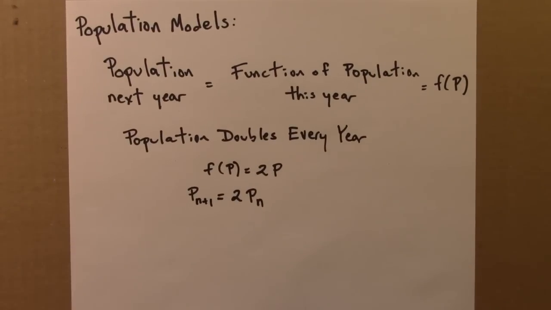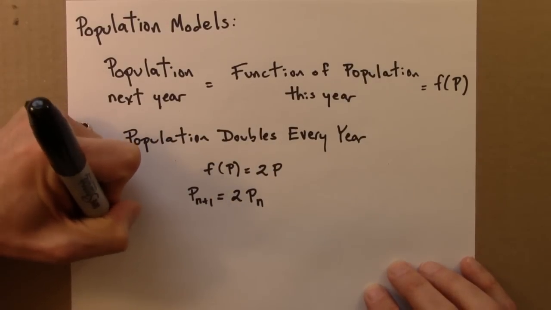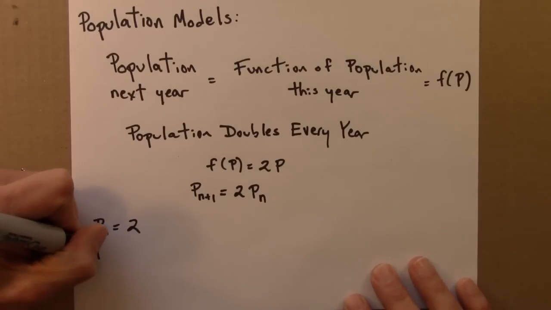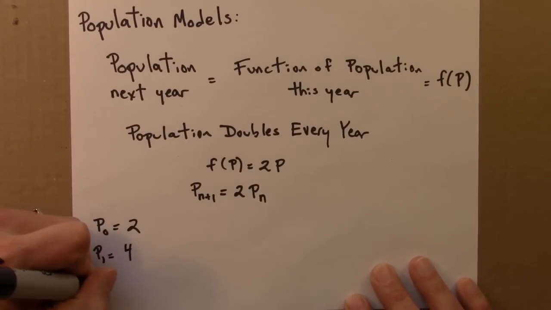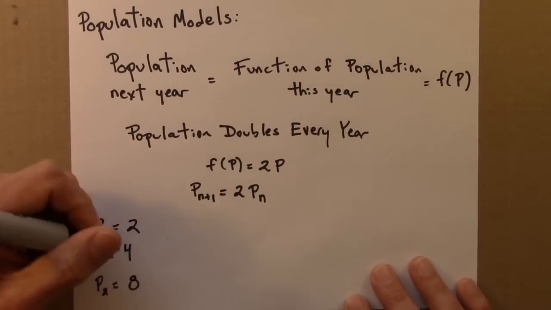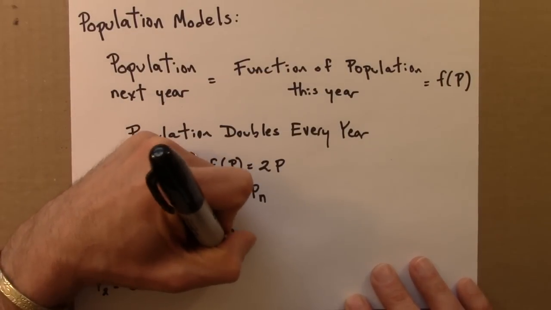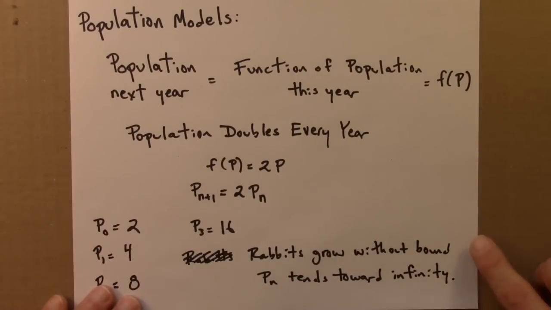So let's just do that with numbers. If we chose an initial population, a seed, we chose that to be 2. And then our next value, we double 2 to get 4. And our next value, we double 4. 4 times 2 is 8. I can keep going. So we keep doubling, the rabbits grow without bound, we would say that Pn tends towards infinity. Eventually the world would be nothing but rabbits.